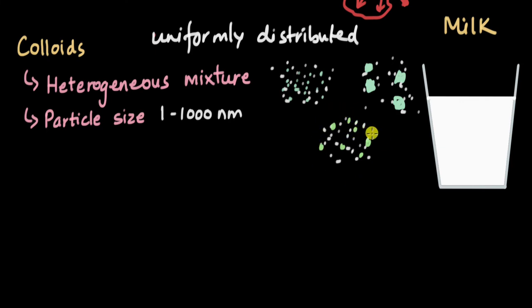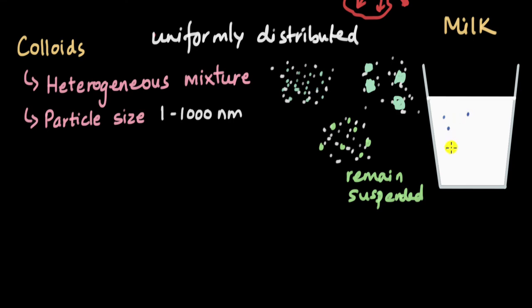For something to be dissolved, individual ions or particles need to take up the space in between the solvent particles. That is not the case with colloids. Neither is that the case with suspensions. But because the particles are much smaller than the particles in a suspension, these particles remain suspended. The colloid particles, they remain suspended and uniformly distributed.